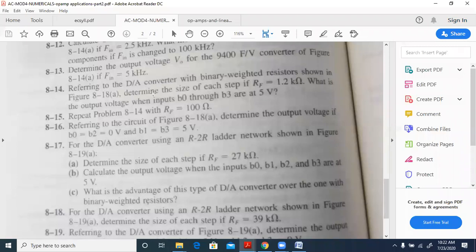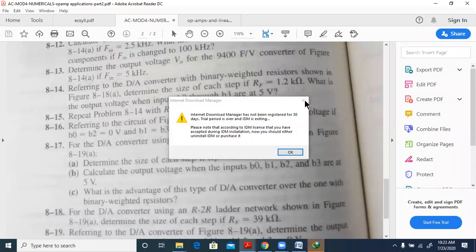Okay, we'll go for the module 5 numericals now. That starts with the DA converter and then goes on to AD converter and so on. We have first the 8.14.